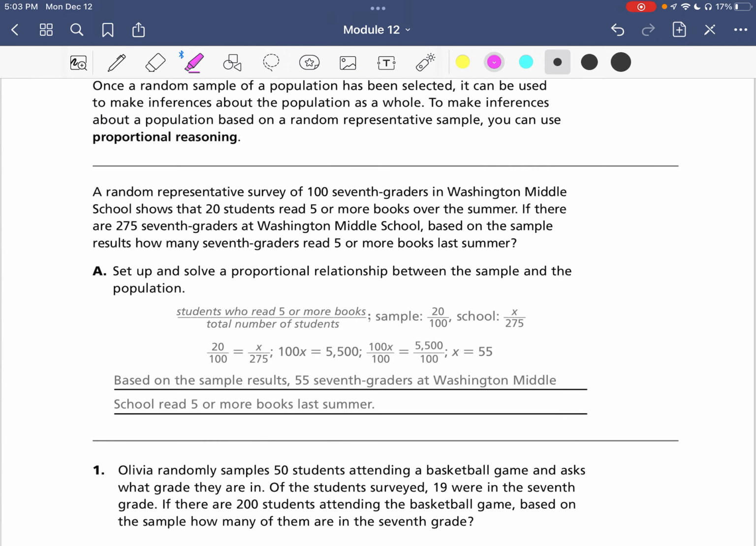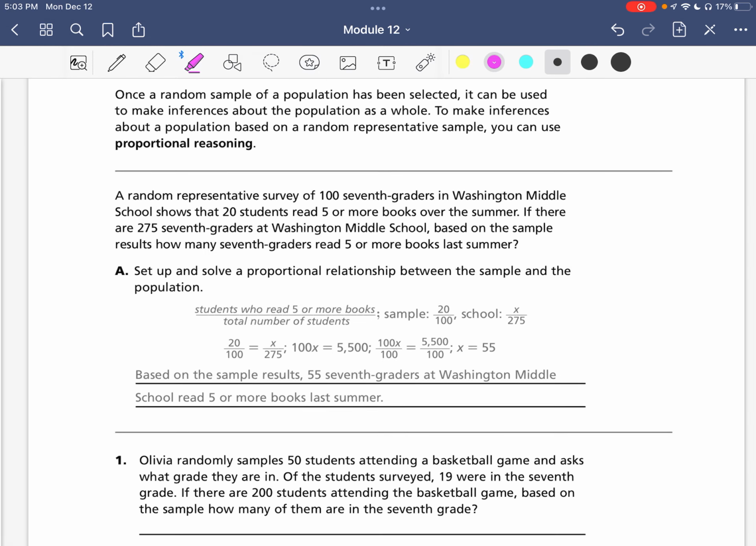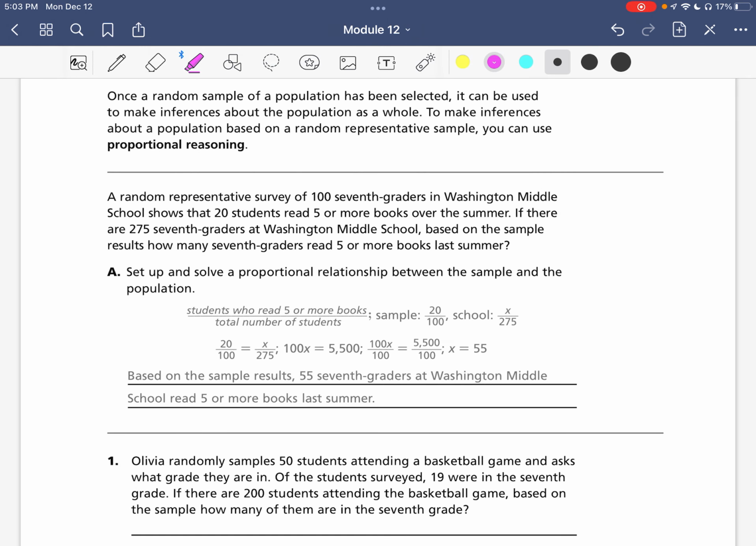So here we have a random representation survey of 100 7th graders in Washington Middle School, and that shows that 20 students read 5 or more books over summer. If there are 275 7th graders at Washington Middle School, based on just the sample results, how many 7th graders read 5 or more books last summer? So what we're going to do is set up and solve a proportional relationship between the sample and the population.